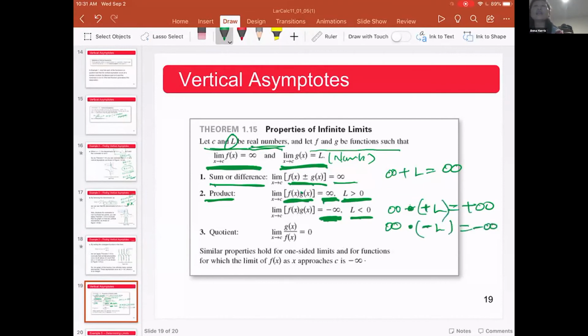That's what they say. And quotients: a number divided by infinity gives you 0, because infinity is a huge number. So a number divided by a huge number gives you what? 0. So you can do that. These are the properties of infinite limits.